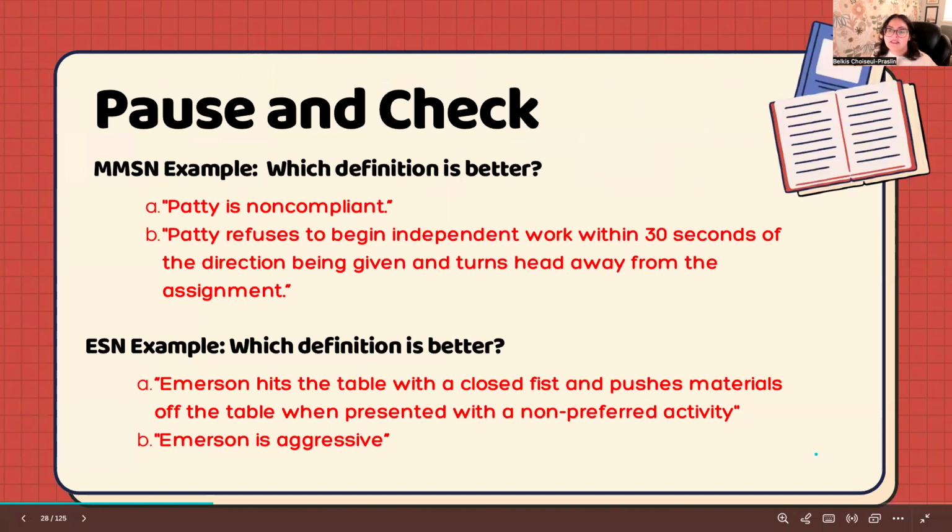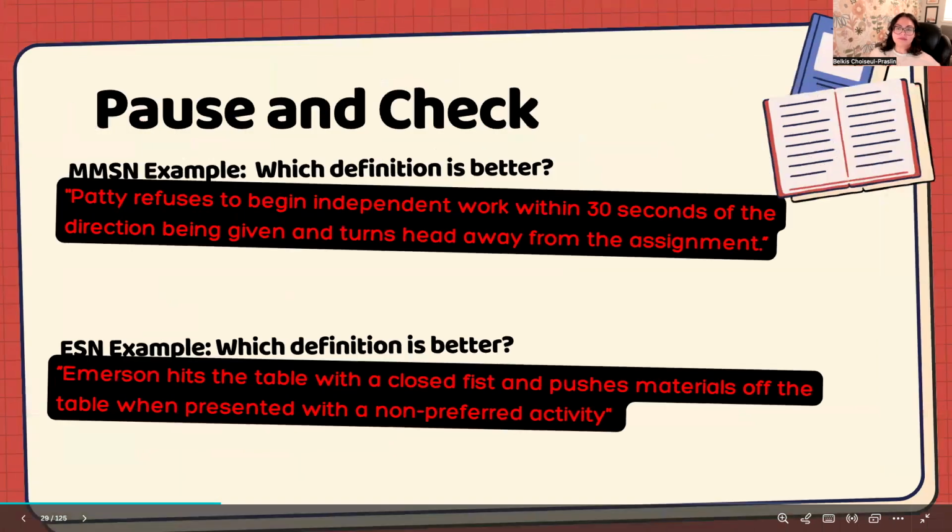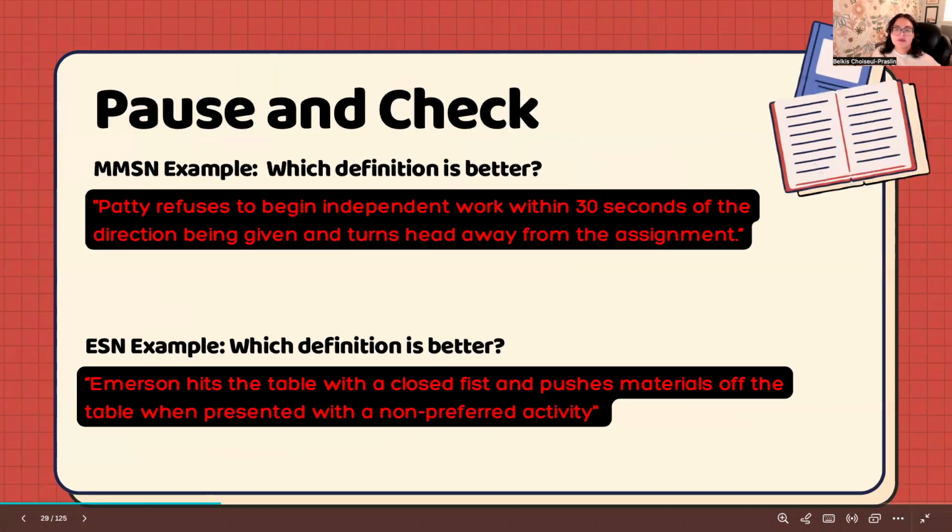Let's pause and take a look at two examples of how we can improve behavior definitions. One from a classroom serving students with mild to moderate support needs, and one from a classroom serving students with extensive support needs. In the mild to moderate support needs example, B was the better option. So the first option saying Patty is non-compliant doesn't tell us much. What is she doing? When is it happening? How would we track it?